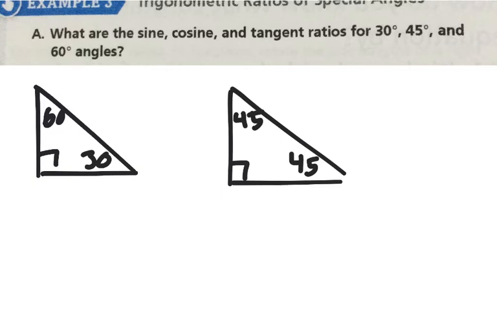So for a 30, 60, 90, across from the 30 is a side of 1. Across from the 60 is a radical 3. And then the hypotenuse is a value of 2 for my 30, 60, 90. And then for a 45, 45, 90, across from the 45s, I have a value of radical 2. And then my hypotenuse is still a value of 2.